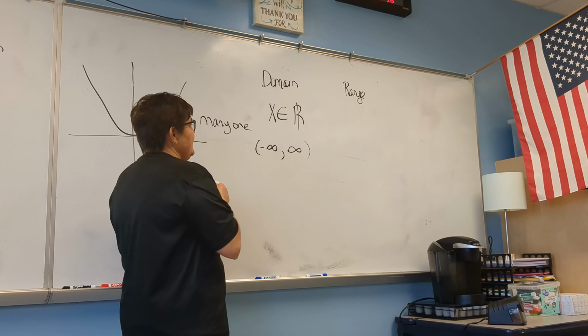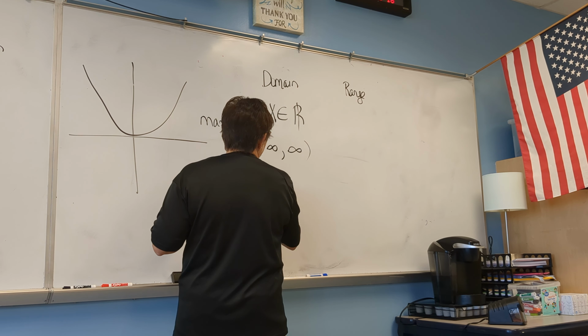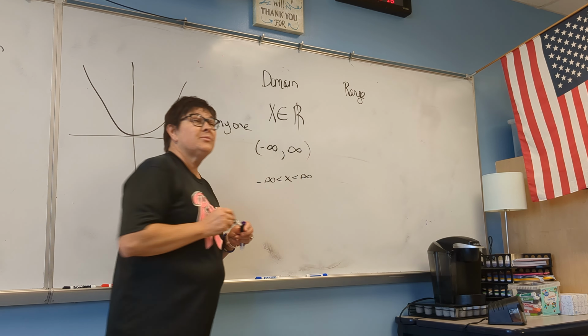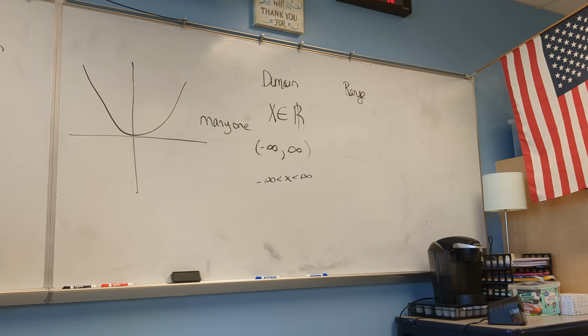The last way that we can do this is to write it like negative infinity is less than x is less than infinity. These are 3 different ways for me to tell you the domain of that parabola. Are you cool so far?